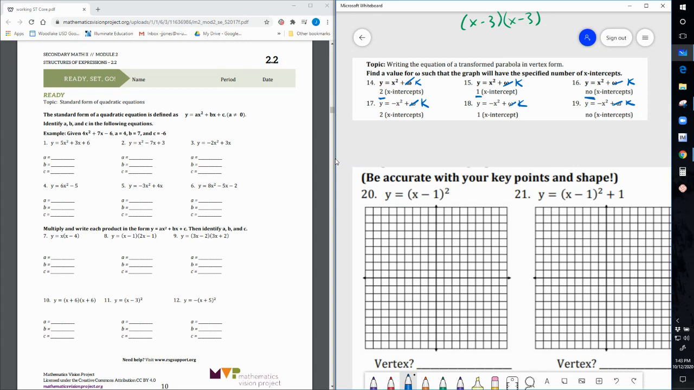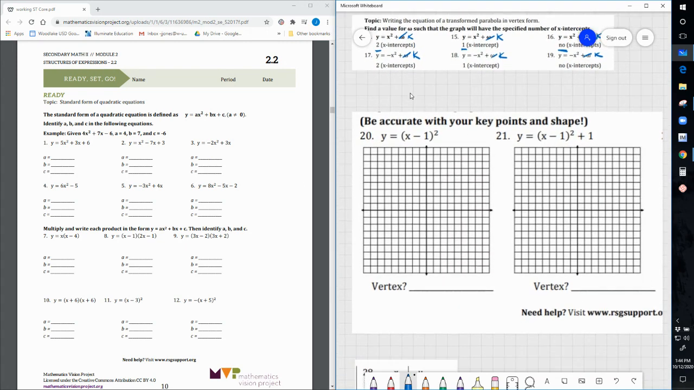Heads up, 14 through 19 has an infinite number of possible answers. So if you have a different answer, that's fine. Everyone should have different answers on those ones.